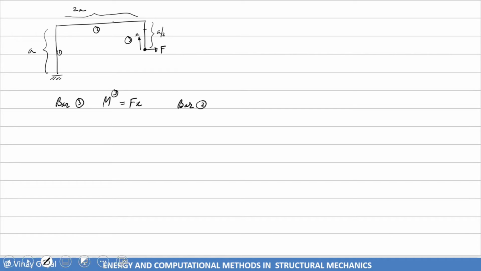I can cut here now, and I can choose X to go that way now. I don't care, I can do it anywhere I want. So this force F causes a moment, and that moment is going to be F times A half, and it's constant. And you can check at home that it's correct.